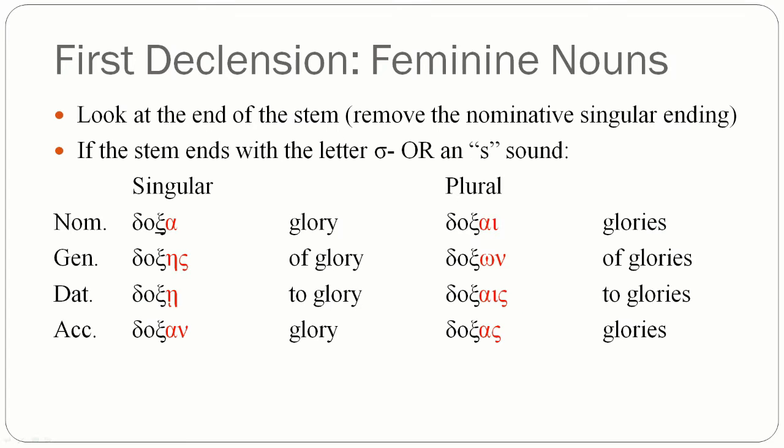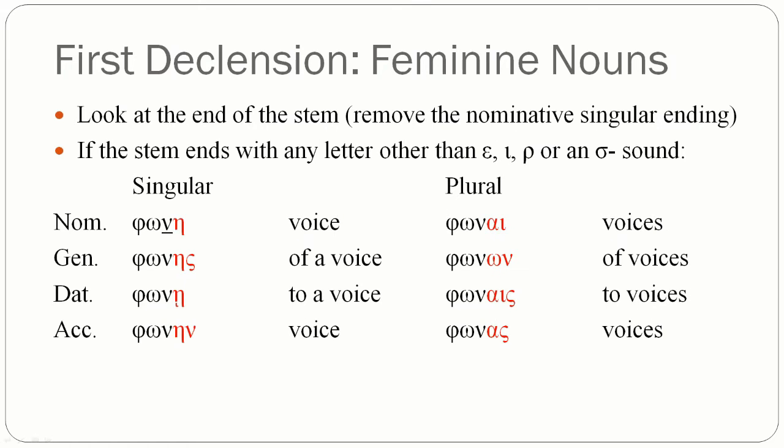Going on to the next pattern here, you're going to have alpha in the nominative singular and alpha also in the accusative singular. Okay, alpha nu there. Then in the two middle cases, genitive and dative, that vowel is going to change to an eta. And on this one, the last one, any other letter ending the stem, you're going to have etas throughout the whole pattern.